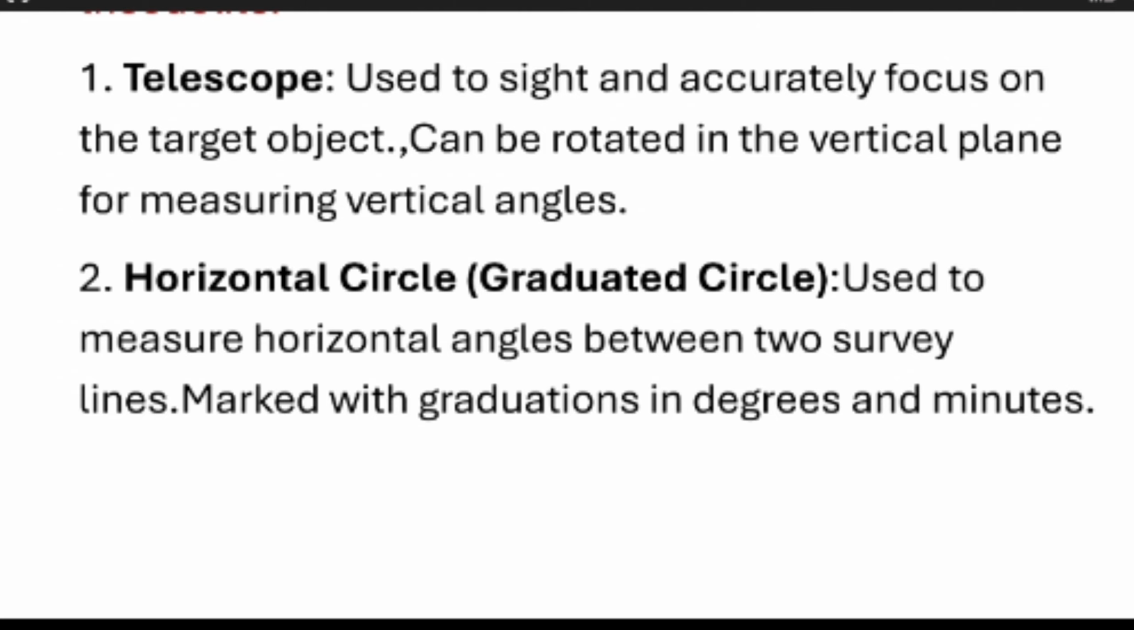And the second one is the horizontal circle or graduated circle. In this horizontal circle, we can measure the horizontal angle between the two survey lines. And you can see the graduations. It will be in degrees, minutes, seconds. You can see the circle. It has degrees, minutes, and seconds. You can read them in the horizontal circle.